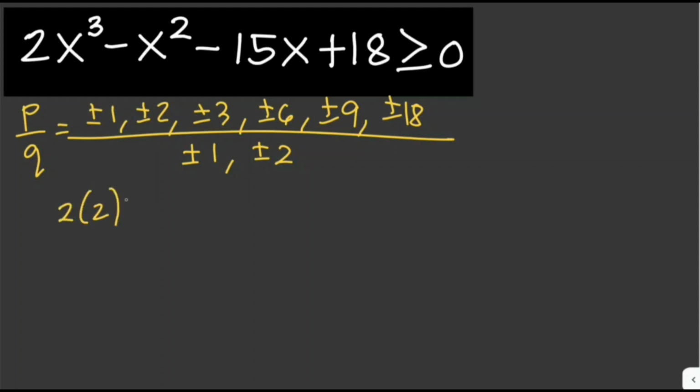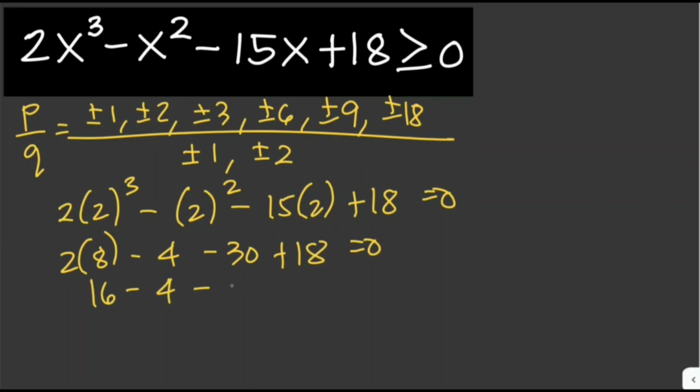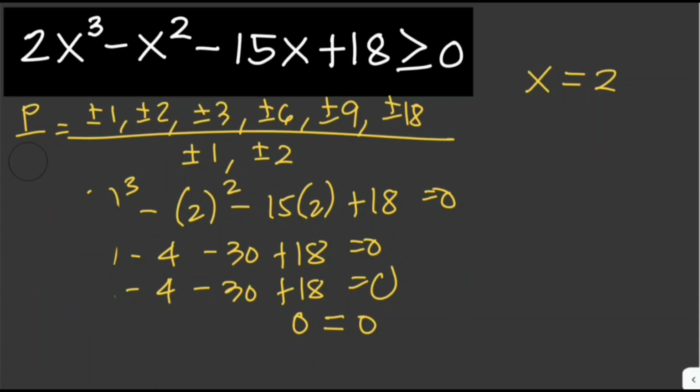So 2 times 2 cubed minus 2 squared minus 15 times 2 plus 18 equals 0. So 2 times 8 minus 4 minus 30 plus 18 equals 0. 16 minus 4 minus 30 plus 18 equals 0. Okay, so this is 0 equals 0. Therefore, 2 is one of the zeros of this, one of the critical points. So x is equal to 2. And now we can solve the rest of the zeros by using synthetic division.